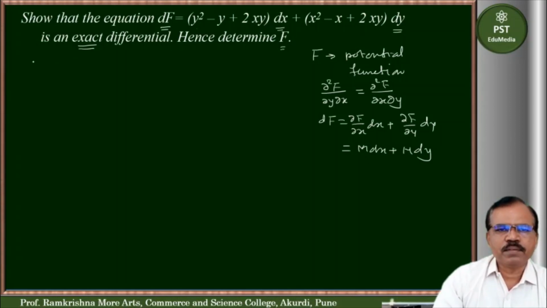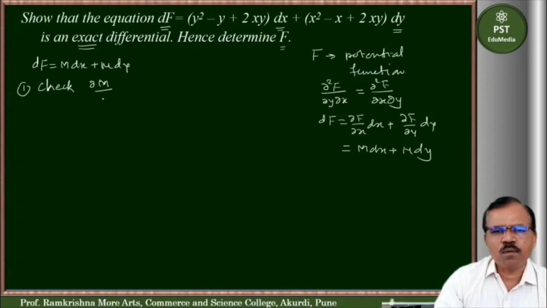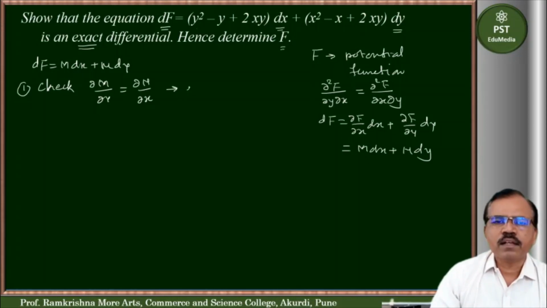So if the differential is given like this, df is equal to m dx plus n dy, check del m by del y is equal to del n by del x. If these two are equal, then df is exact. But if they are not equal, df is inexact.